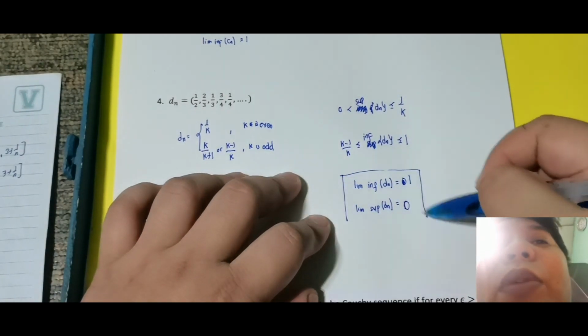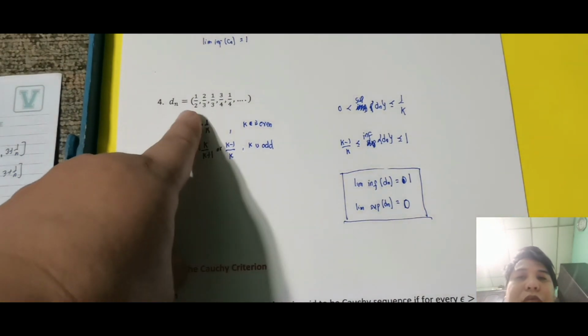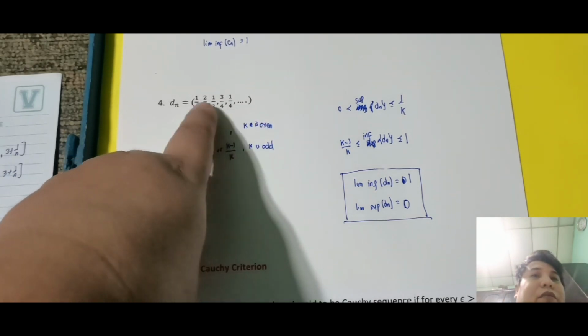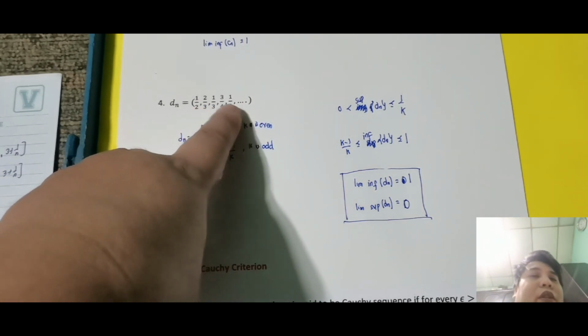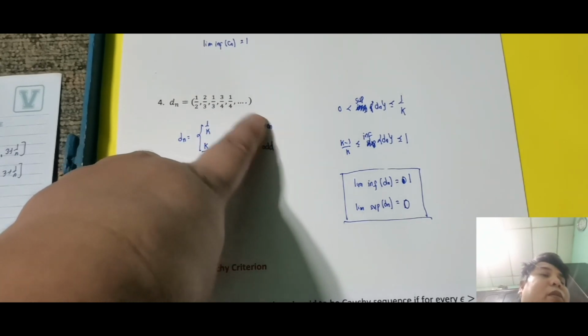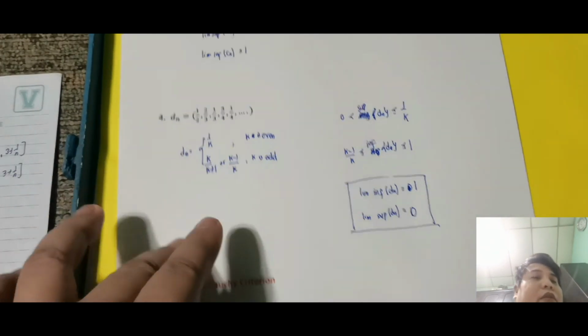Pero sabi ko nga, pwede mo naman siya kunin by observation. Kunin mo lang yung sequence, ilabas mo lang yung laman, tapos nakita mo saan papunta. Tulad nito, si 1/2, si 1/3, si 1/4 papunta sa 0. Okay? Si 2/3, si 3/4, si 4/5, 6/7, 7/8, something, papunta kay 1. So automatic, limit inferior is 1, limit superior is 0.